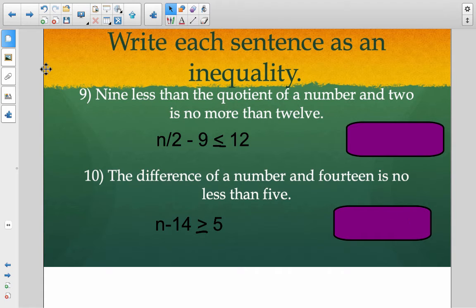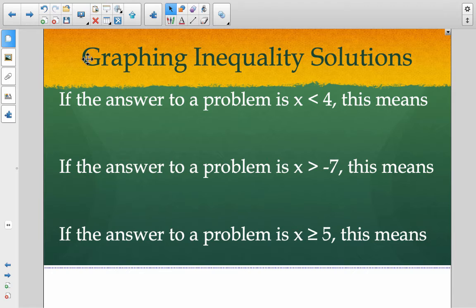That's going to bring us to page C in our packets. And the important thing about inequalities to recognize is that when you had an equation, there was only one correct answer to every problem. With an inequality, there is a set of correct answers.